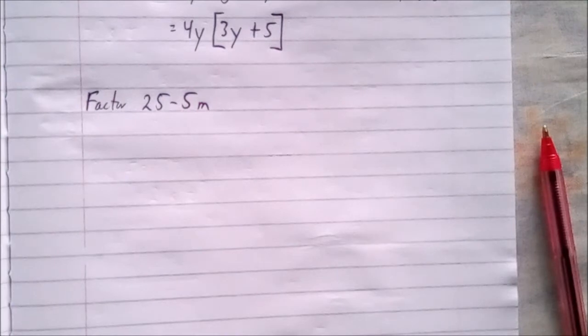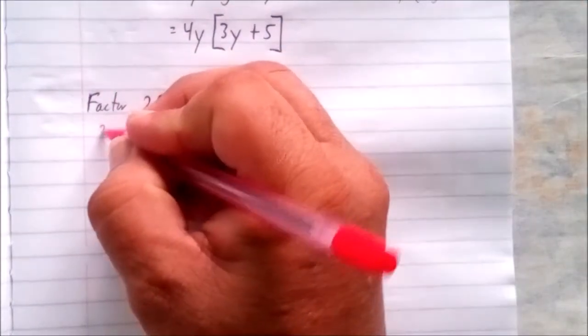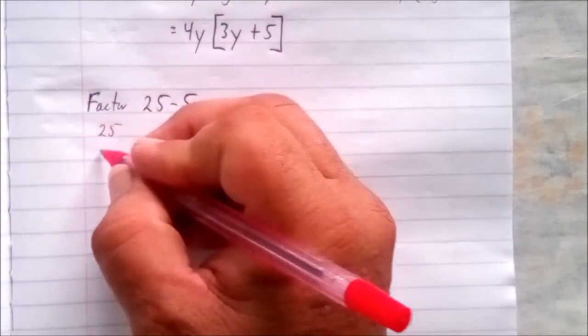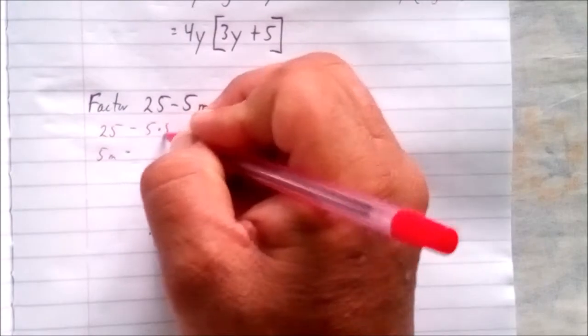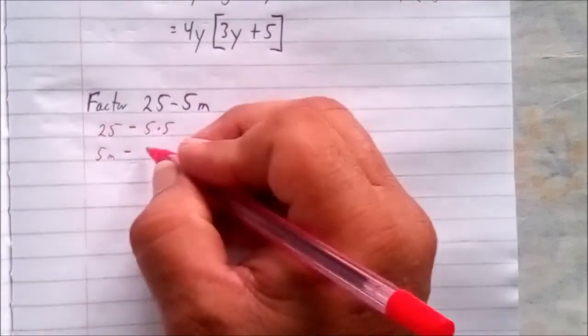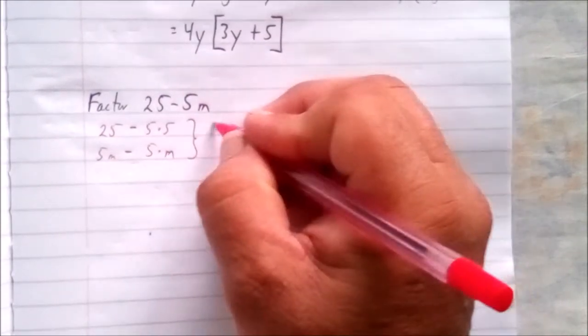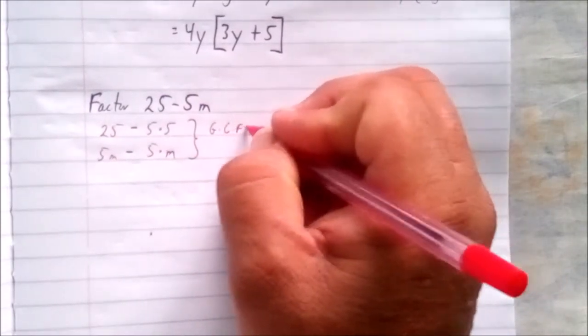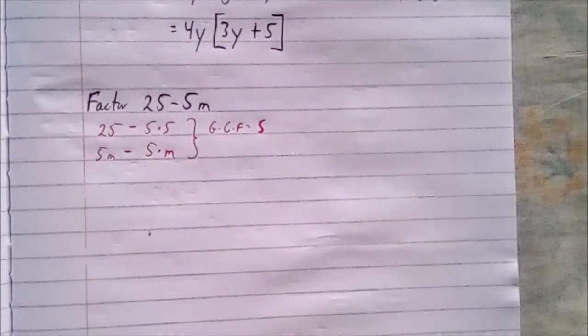So let's start. Let me put here 25 and 5m. 25 is actually 5 times 5. The dot represents times in this case, and the 5m is 5 times m. Therefore, the greatest common factor is 5, because both of them have 5 in common, they don't have m. So we can use the distributive property in reverse to factor out the greatest common factor.